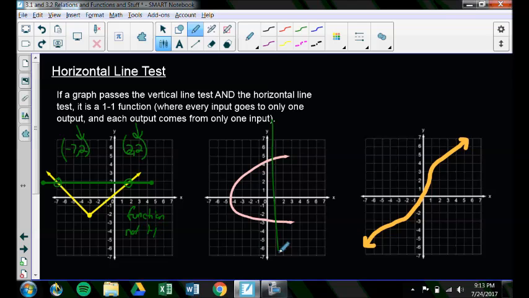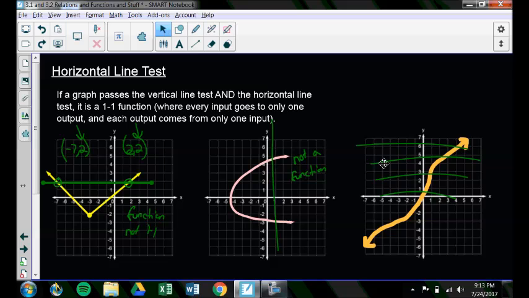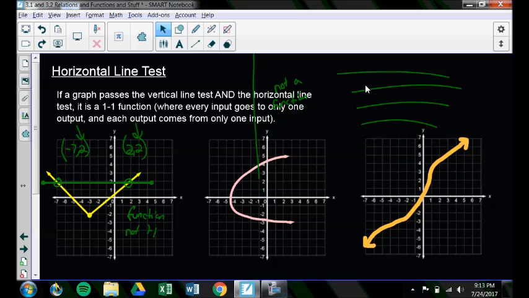This, not a function at all. It fails the vertical line test. So it can't be 1-to-1. This is passing the horizontal line test. You can tell because the grid has a bunch of horizontal lines on it. Like, you don't have to actually draw the line, just look at the grid. It's passing the horizontal line test, and it's passing the vertical line test, so this is a 1-to-1 function.